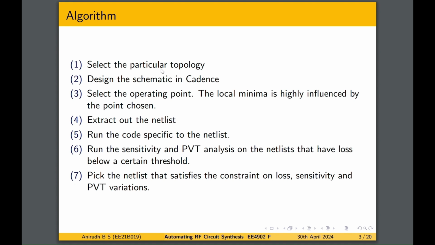And if a netlist satisfies the loss being less than this particular threshold, we would run the sensitivity and PVT analysis on these netlists. The mismatch is also accounted for in this analysis, in the PVT analysis. And then the final step is to pick the netlist that satisfies all these constraints on the loss, the sensitivity and the PVT variations also mismatch, and then you would term this the best netlist.